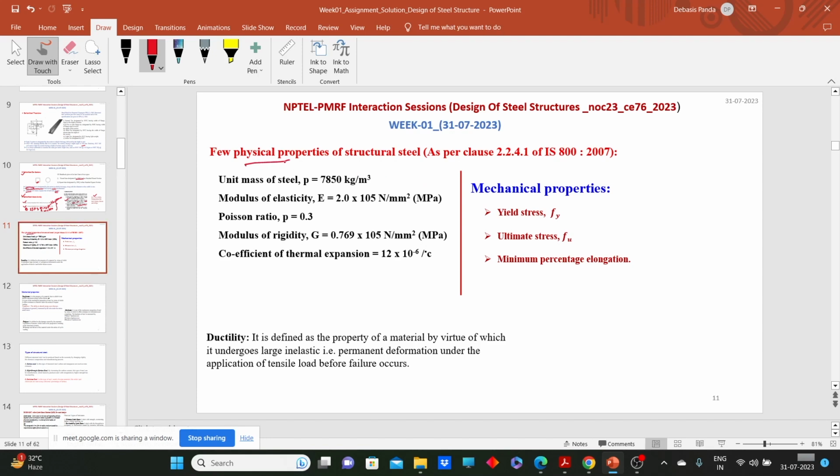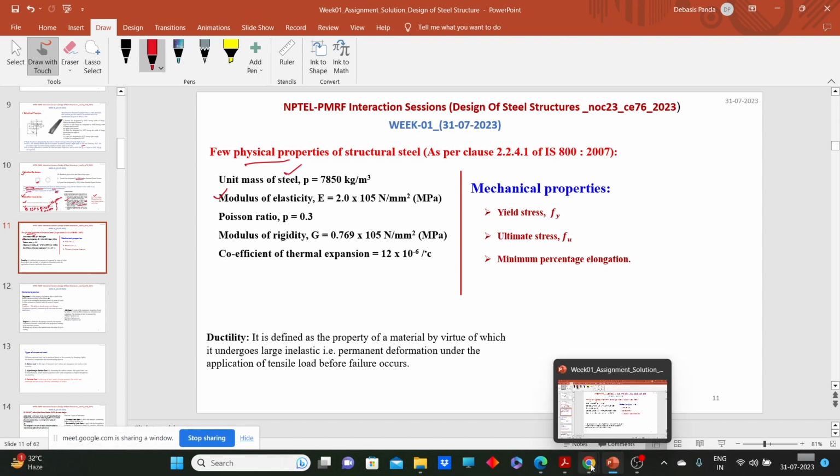That means the inherent properties of the steel material. So we have first the unit mass. We all know that unit mass is 7850 kg per meter cube. Unit weight is 78.50 kilonewton per meter cube. Now modulus of elasticity. Tell me, what do you mean by modulus of elasticity?